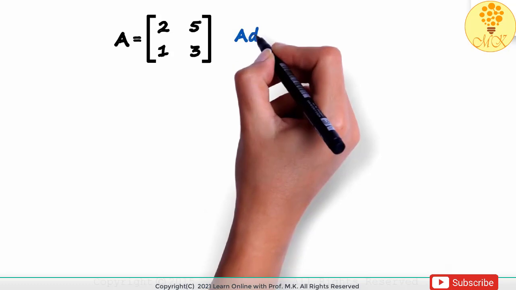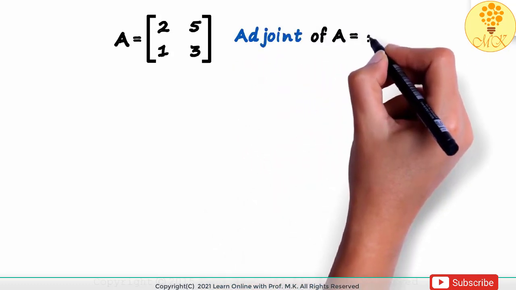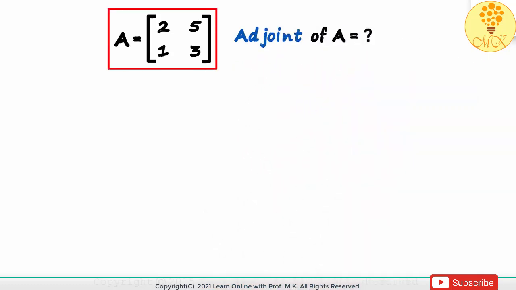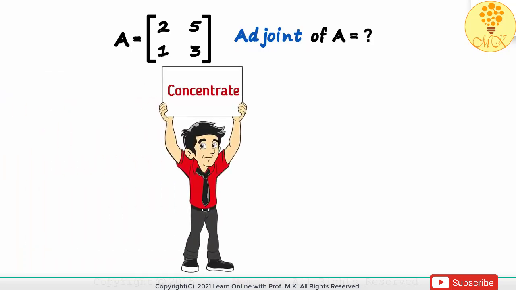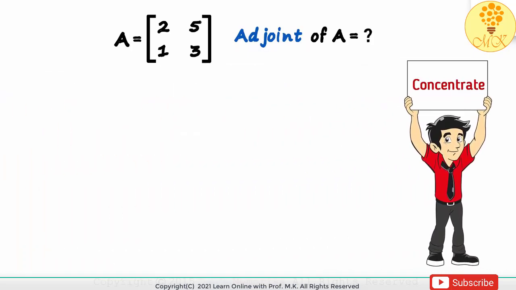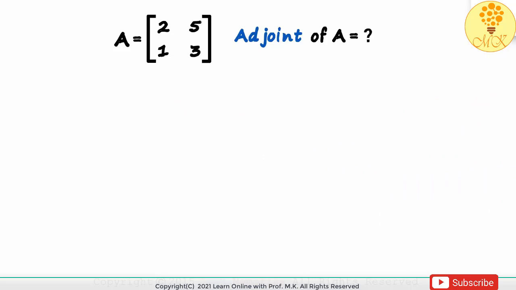Given a matrix, how do we find its adjoint? This is a 2 by 2 matrix A and we need to find its adjoint. This is a new term and may be slightly confusing, but it will be easy if you concentrate well for the next 2 minutes. To find the adjoint, we first need to find some matrix.